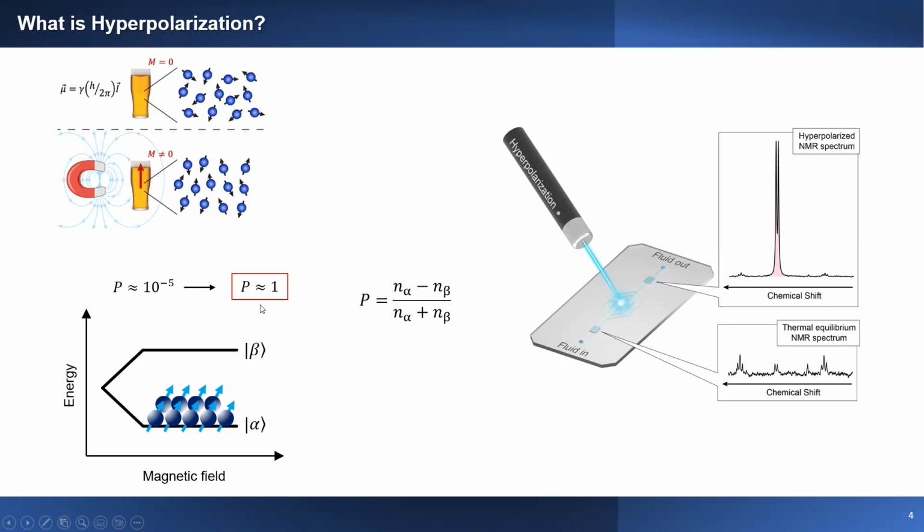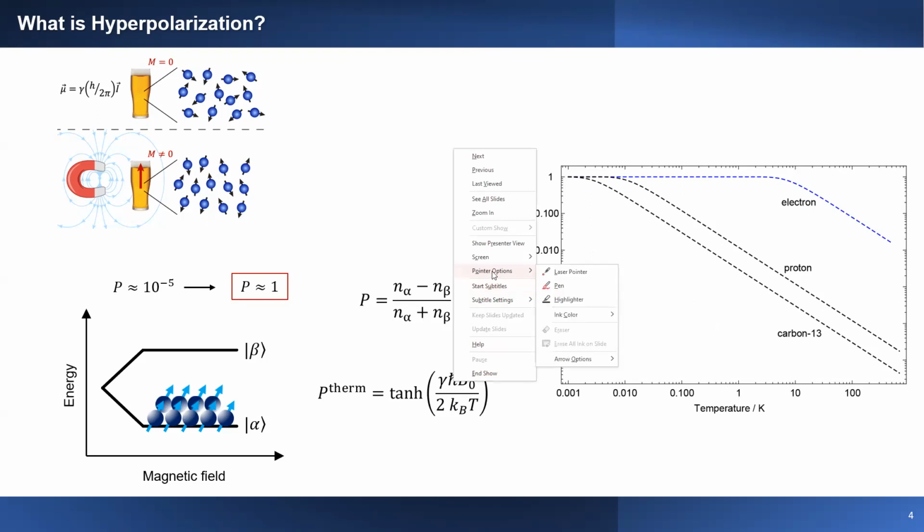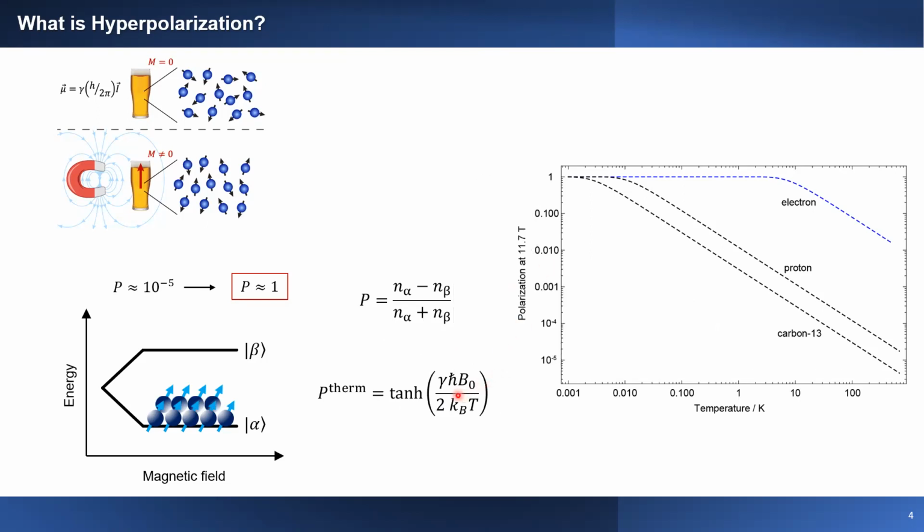When we talk about polarization, this is a simple formula for an ensemble of uncoupled spins. We simply look at the difference in state populations divided by the sum of all state populations. We can write this expression as an approximation of the thermal equilibrium polarization you can get. The important points to note are that the polarization at thermal equilibrium is approximately linear with magnetic field strength and inverse linear with temperature.